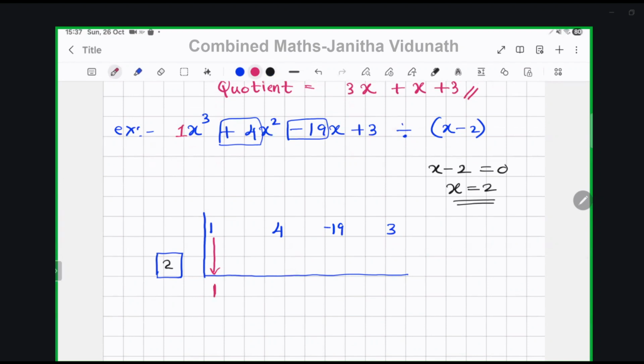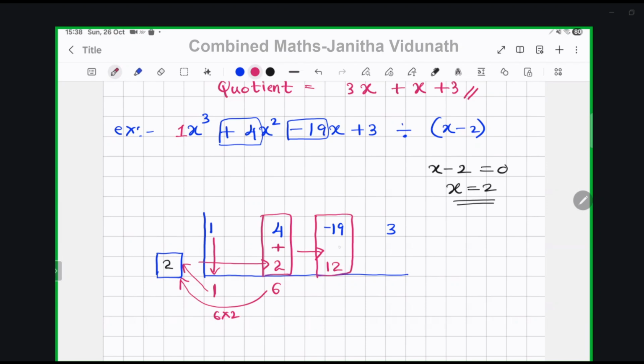That means 1. Then we multiply 1 with the number inside the box. That means 1 times 2 is 2. Then we send it to the next column. That is 2. Then we add up the numbers inside the same column. That means 4 plus 2 is 6. Then we again multiply it with the number inside the box and send the answer to the next column. That means 6 times 2 is 12. We keep that number in the next column. That means 12.